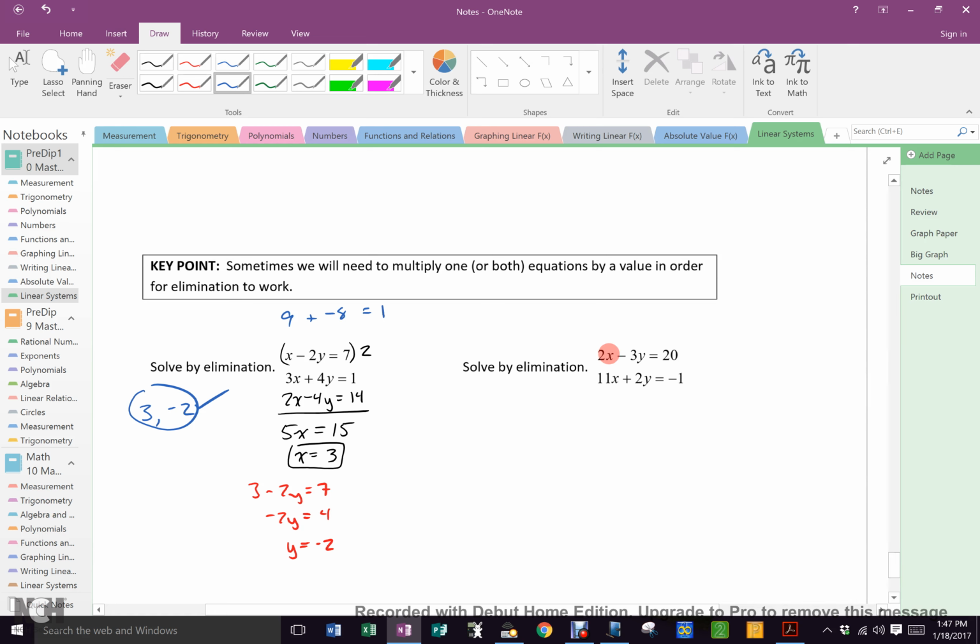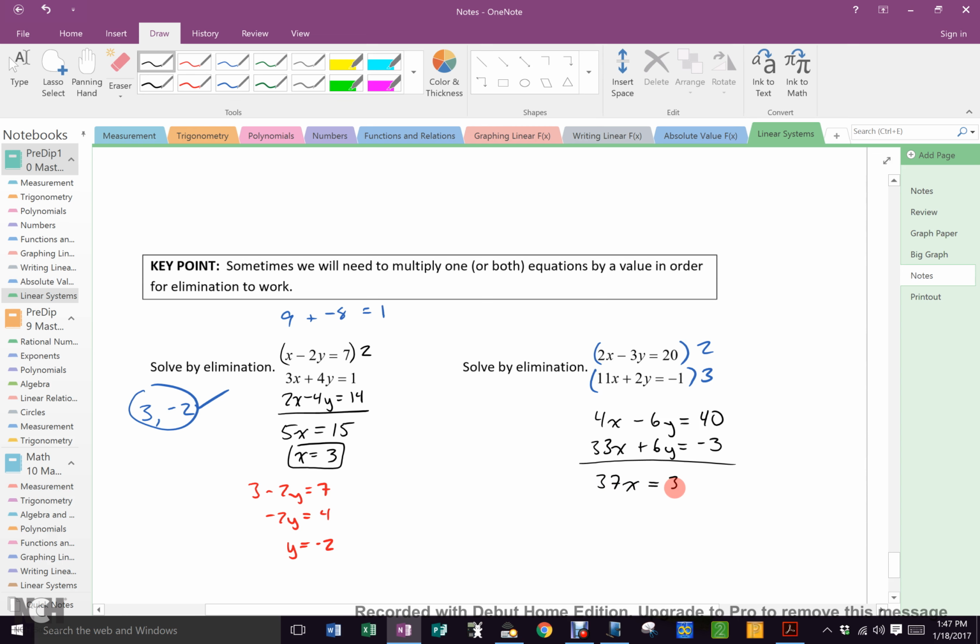Stop it. What am I multiplying this one by? 2. What am I multiplying this one by? 3. What is my new equations? 4x minus 6y equals 40 and 33x plus 6y equals negative 3. Put them together.